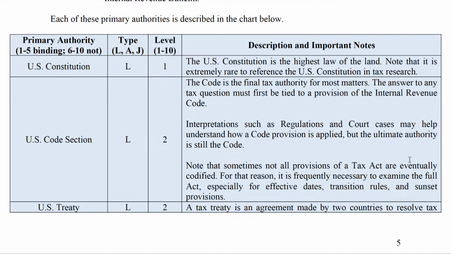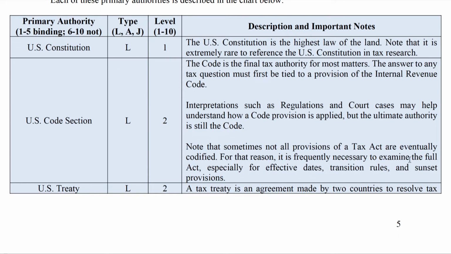Okay, the next row down, we have U.S. Code section. This is very, very, very important. Please take a look at this. I have an example later on that shows you what a code section looks like. So L for legislative, number 2, so it's very, very high. The code is the final tax authority for most matters. The answer to any tax question must first be tied to a provision of the Internal Revenue Code. When you're writing a tax memo, the first thing you want to do is reference an Internal Revenue Code section or multiple ones. That's my rule of thumb, and you should always do that. Always start the analysis section of your memo by citing a code section.